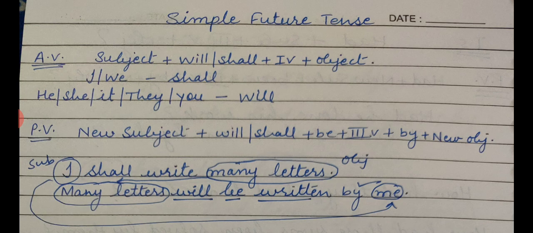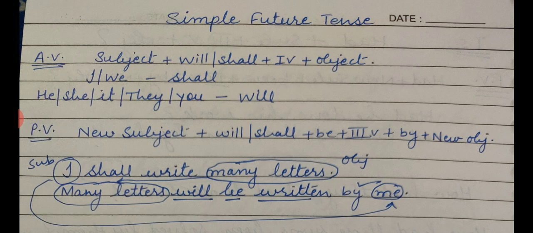Right. As we know very well, as we have already discussed, first of all we must know the structure of the tense. Second, we must know the structure of the passive voice of that particular tense. Let me explain. For example, the simple future tense structure is subject plus helping verb will or shall plus first form of verb plus object.